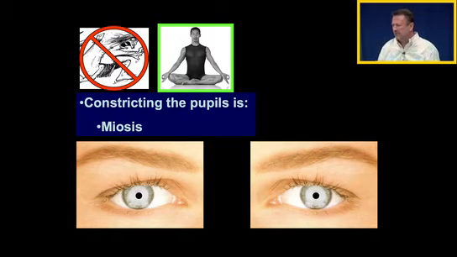And so causing constriction of the pupils, miosis, is something that we'll do to help somebody with glaucoma. And as we go through the glaucoma drugs, eventually you'll notice that there's beta blockers and there's also cholinergic drugs involved as well.